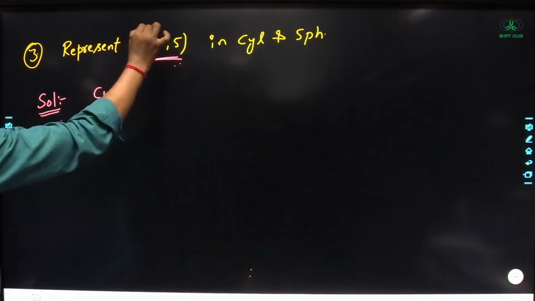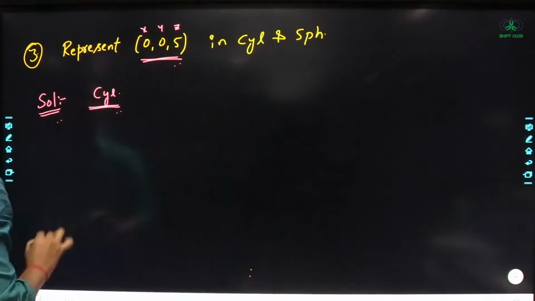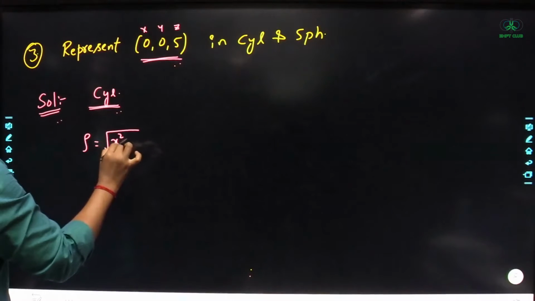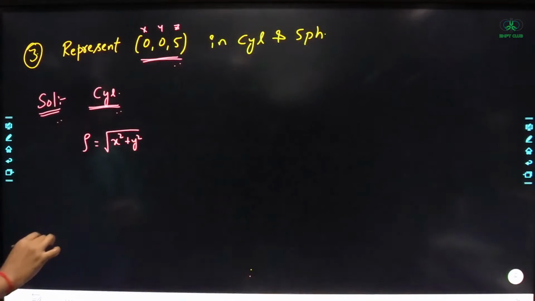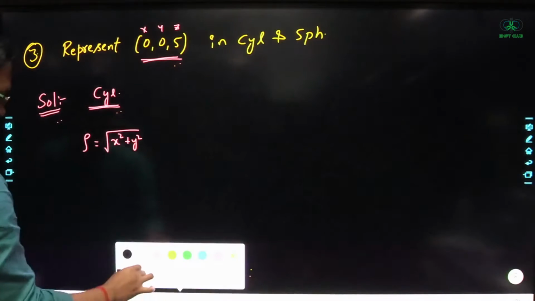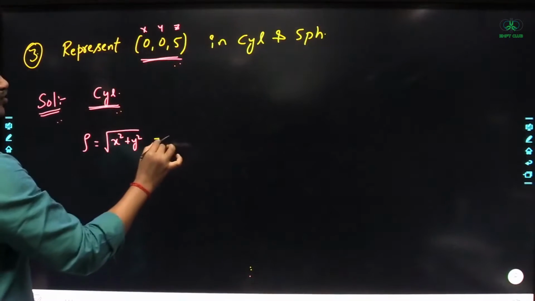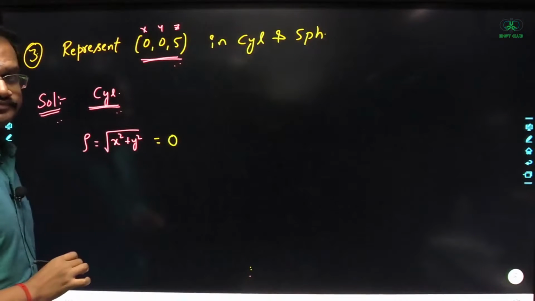So this is x, this is y, this is z, right? So rho is equal to what? Rho is equal to the square root of x squared plus y squared. So with x equal to 0 and y equal to 0, we get rho equal to 0, right?